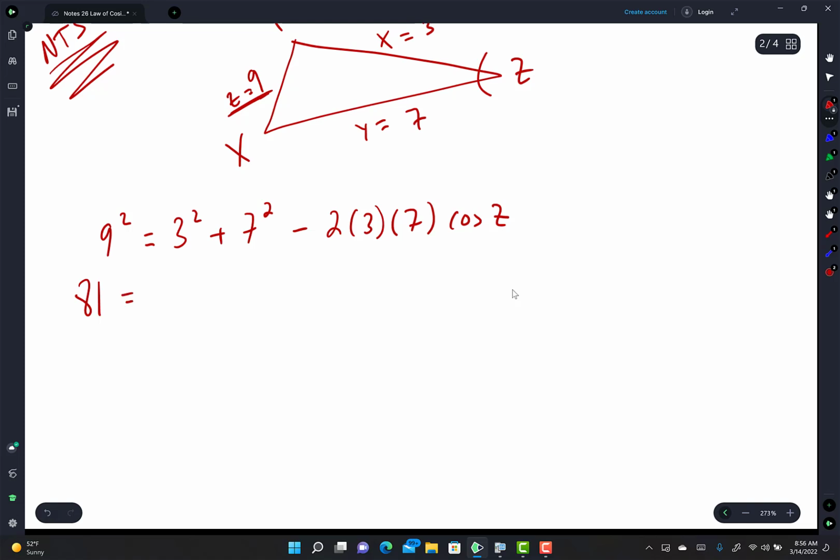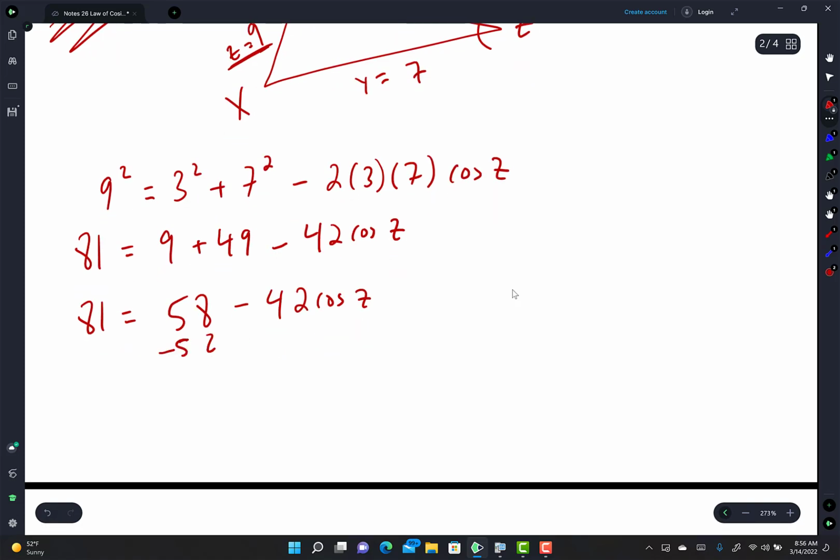9 squared is 81, 3 squared is 9, 7 squared, what's that, 49? Minus 2 times 3, that's 6. What's 6 times 7? What is it? 42, yeah. Cosine Z. You guys okay so far? All right, what's 49 plus 9? Yeah, 58. 42 cosine Z. And now we're just doing algebra, guys.